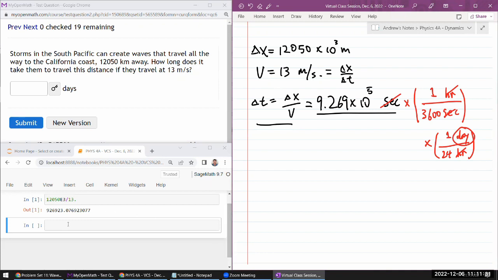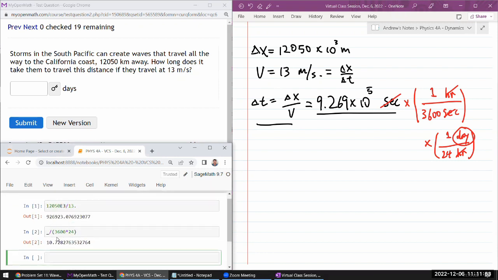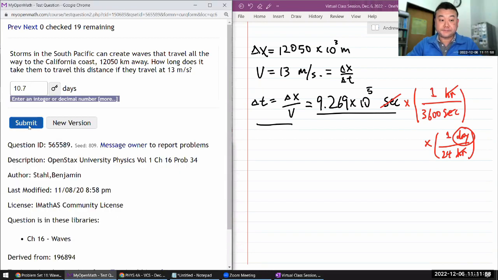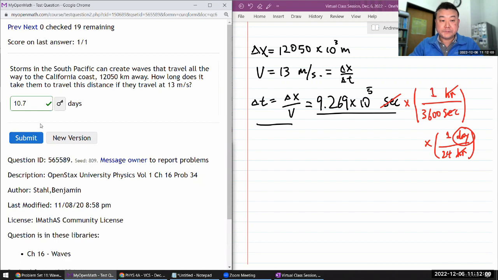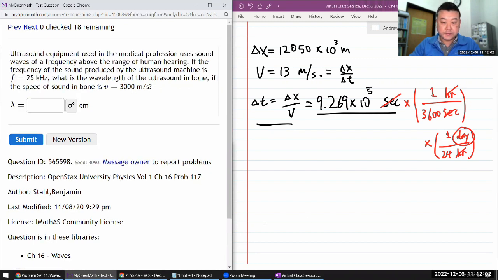So I take the number that I have. I'm pretty sure this will work, but I want to see if the Sage syntax, underscore, for previous output also works. It might not, we'll see. 3,600 times 24. That's what I'm dividing by. Oh, cool, it works. Yeah, so 10.7 days. Pretty simple. Let me get to the next question.